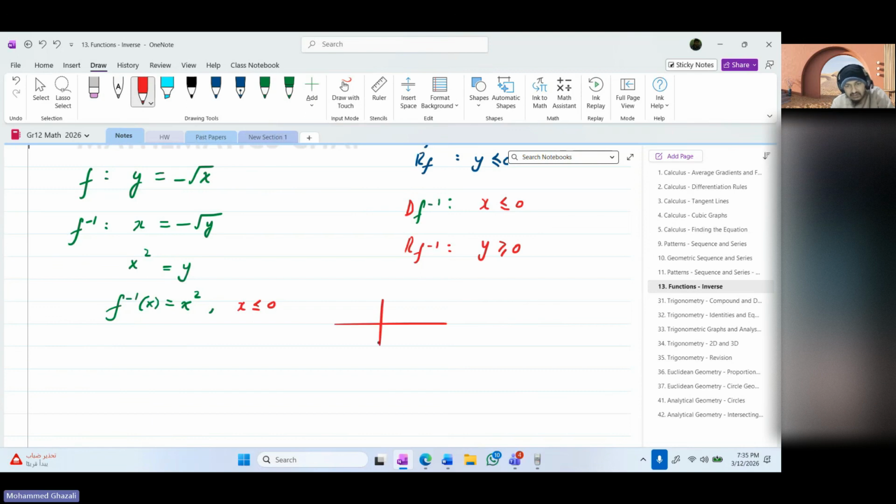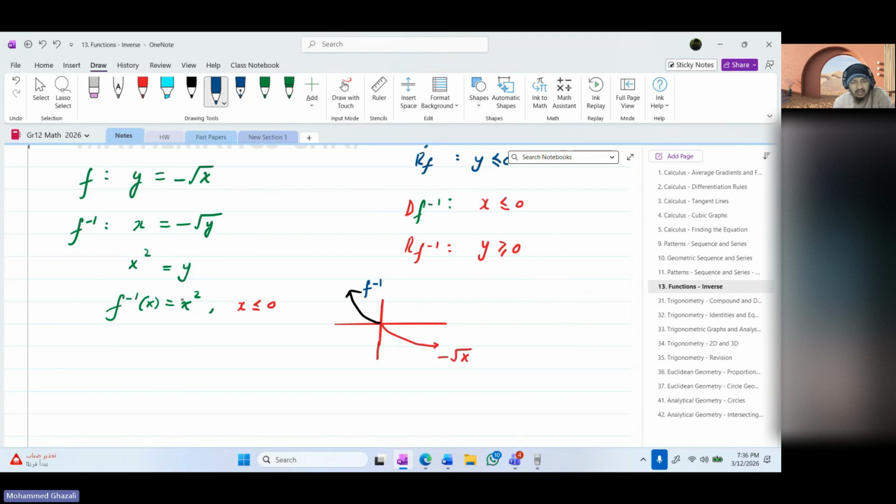So let's sketch the f function first. Negative square root of x is this function over here going down. That's negative square root of x. And x squared, you know, is on the left side. So we chose this side. So this basically is a bird. A bird you draw like that. Okay, so that's what it looks like. It's a bird. Okay, so this is the inverse function. This is my f inverse.